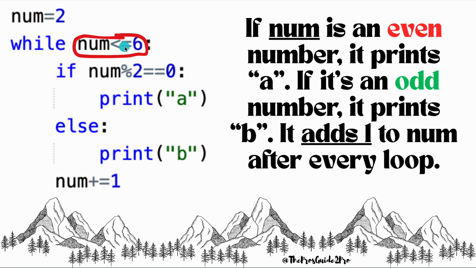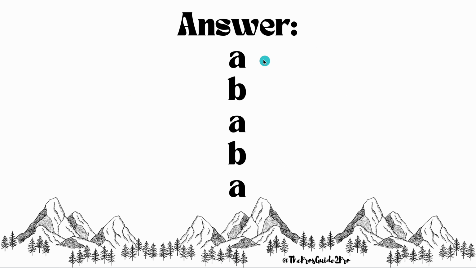5 is less than or equal to 6. 5 is an odd number. Print B, add 1 to num. Num is less than or equal to 6. It's an even number, so print A, add 1 to num. Num is now not less than or equal to 6, so we'll stop the program there. Our answer is A, B, A, B, A.